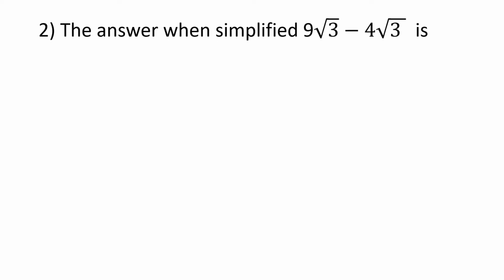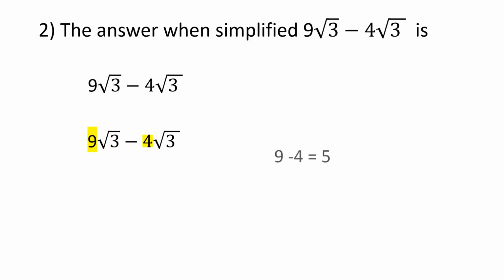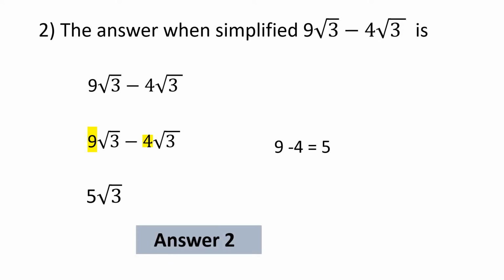Now the second question. The answer when simplified 9 root 3 subtract 4 root 3. Same as the above one. Here the surd parts are equal. So you have to subtract the whole number parts. That is 9 subtract 4. 9 subtract 4, the answer is 5. So the answer for the above expression is 5 root 3. From the given answers, the answer is answer 2.